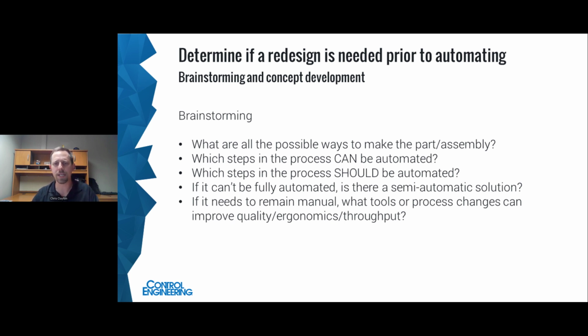And during these phases, we're asking some pretty standard questions. What are all the possible ways to make the part or the assembly? What steps in the process can be automated and which should be automated? If it can't be fully automated, is there a semi-automatic, halfway-there solution? If there's not a good automation case, can we give the operator some tools to produce more quality parts, make it more ergonomically friendly, or just push throughput up?